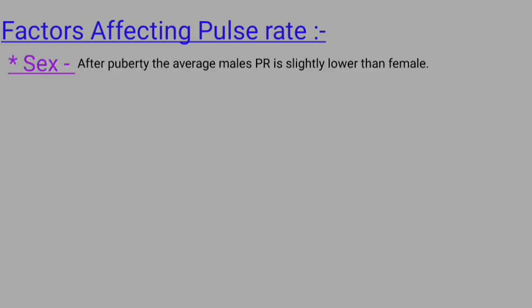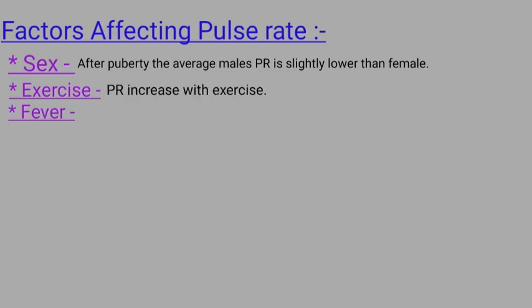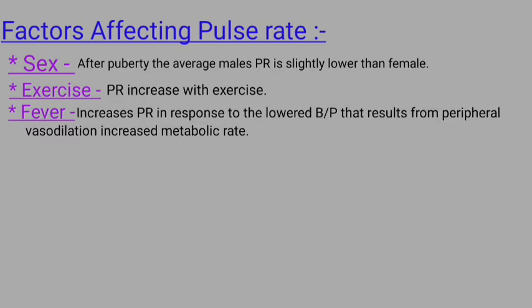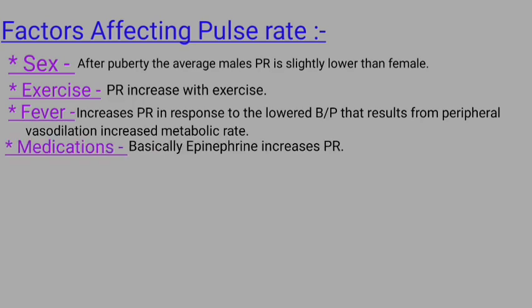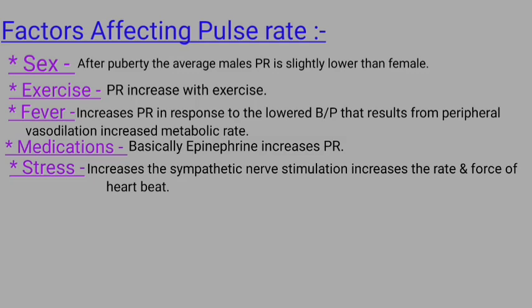Then discuss factors affecting pulse rate. First, sex. After puberty, the average male's pulse rate is slightly lower than female. Puberty के बाद pulse rate मेल के हिसाब से फीमेल का लो रहता है. Then exercise. PR increases with exercise. एक्सरसाइज करने के बाद पल्स रेट इंक्रीज हो जाता है.